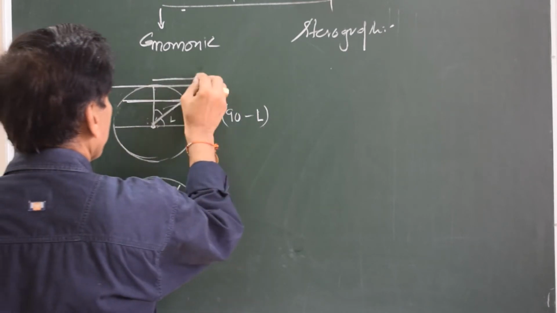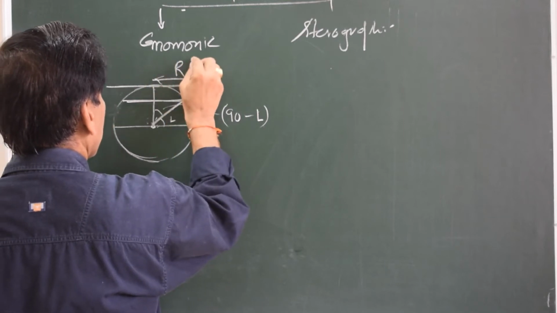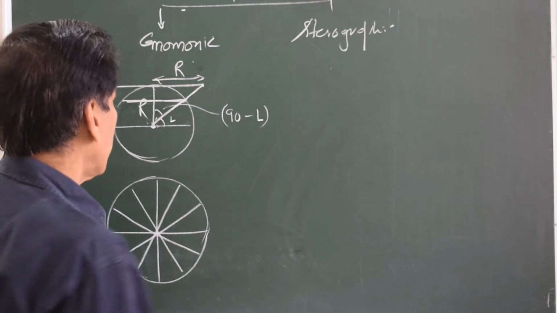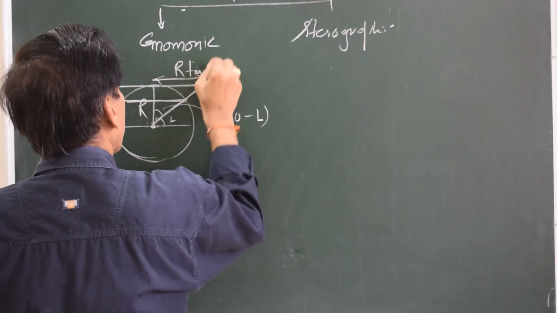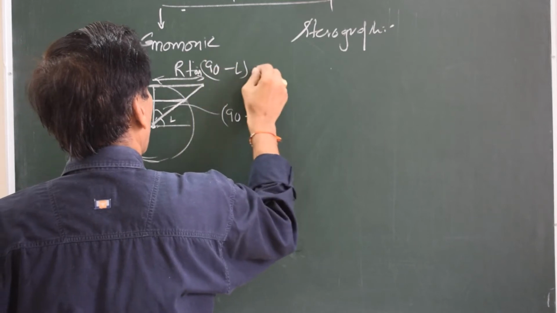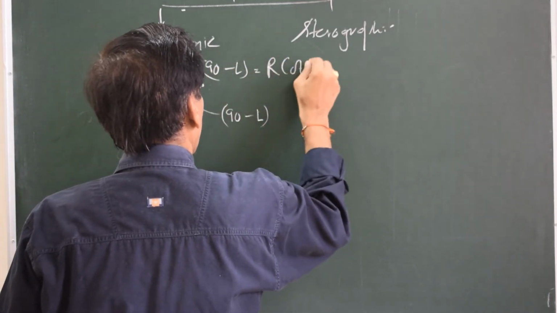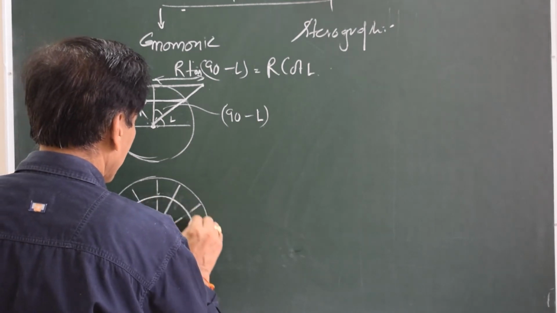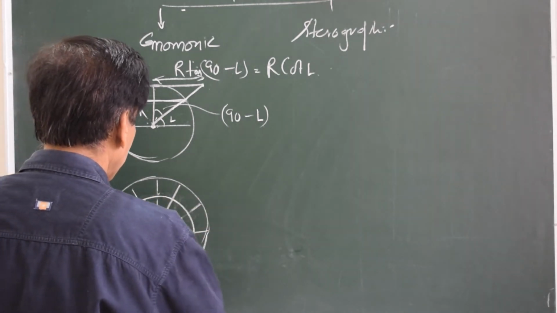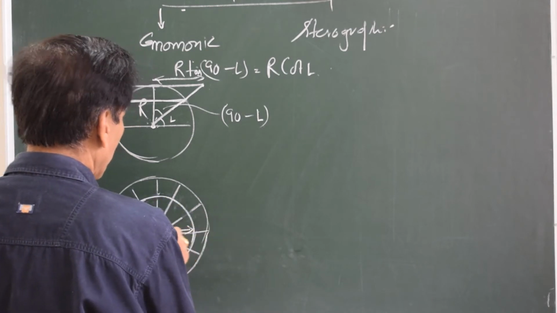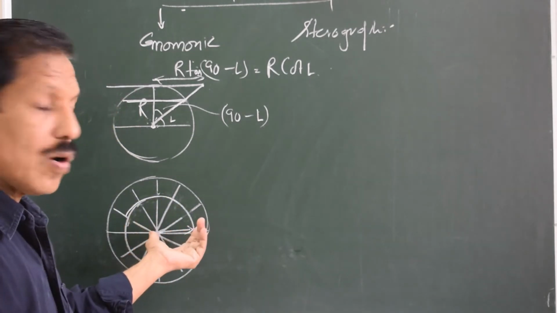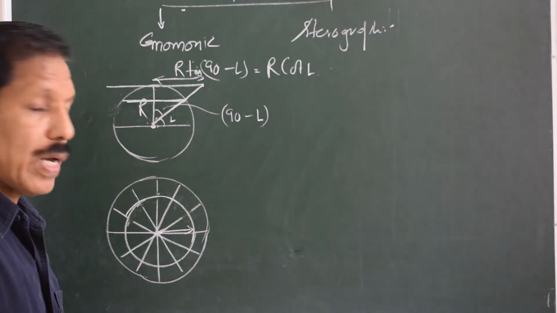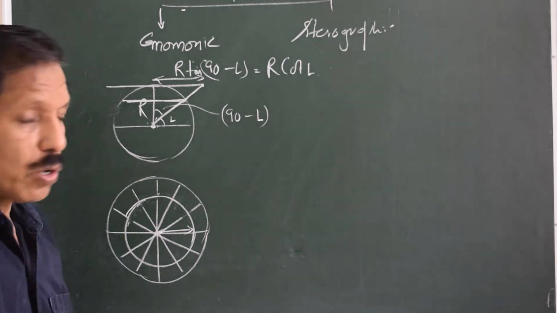This distance will be r. This is the radius. Opposite upon adjacent is tan theta. So this will be r tan (90 minus L), or it will be equal to r cot latitude. So if I need to draw a parallel of latitude L degrees, then I need to draw a circle of radius r cot latitude, and that will be the parallel of latitude on a polar gnomonic projection.